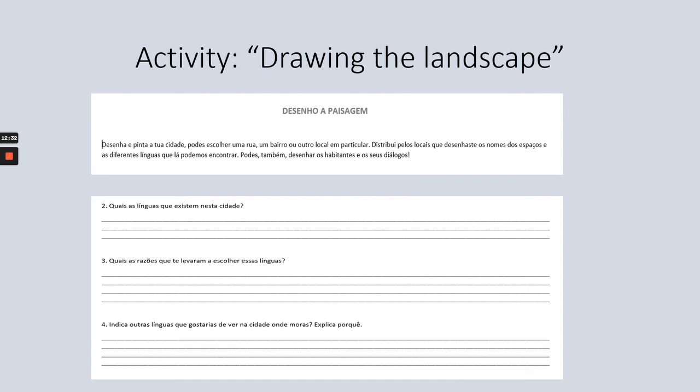Now I will share with you an example of one of the activities, which was drawing the landscape. They will have to draw and paint the city, any part of the city they want. They just have to identify the different languages or the inhabitants' dialogues. After that, they will have to answer three questions: which languages they chose to be in their drawings, what the reasons were that led them to choose these languages, and what other languages they would like to see in their city, the place they live in, and why.